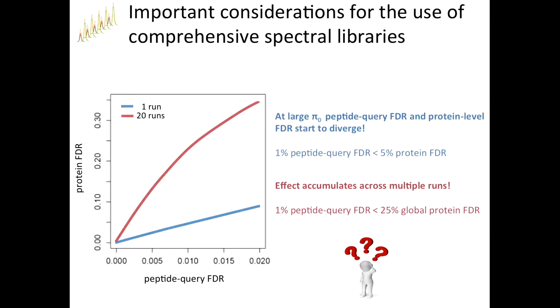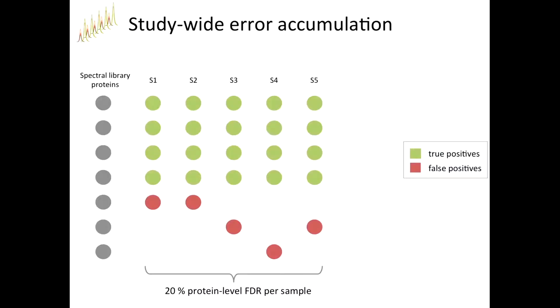Now, a second effect comes into place if you want to analyze an entire data set, because the effect of error accumulation can take place. So here, for example, if we stay at this 1% peptide query FDR, we have 5% FDR on protein level for 1 run, but if we go to 20 runs, we actually go up to almost 25% global protein FDR. So what can we do about this, and how does this happen?